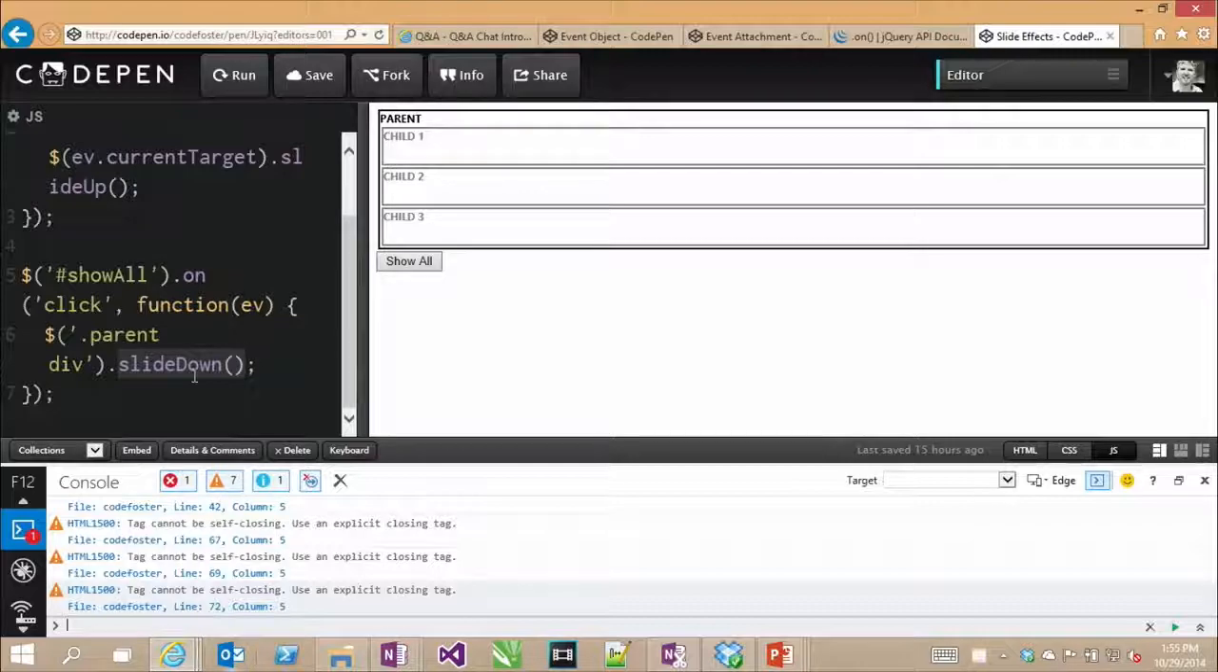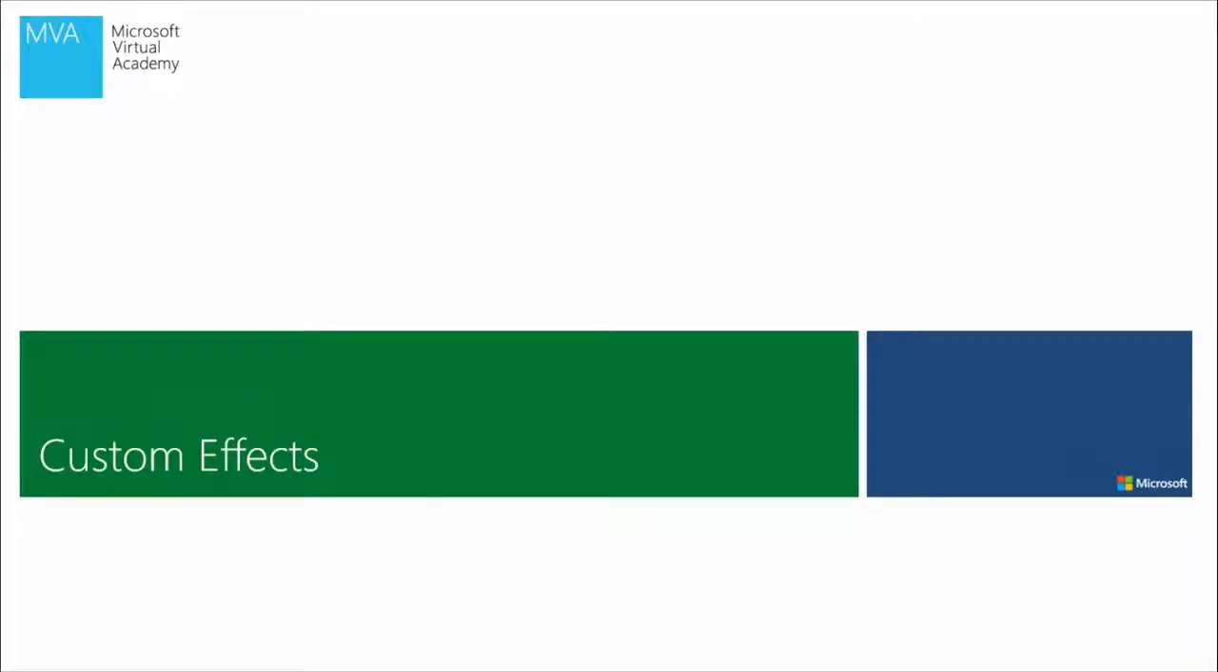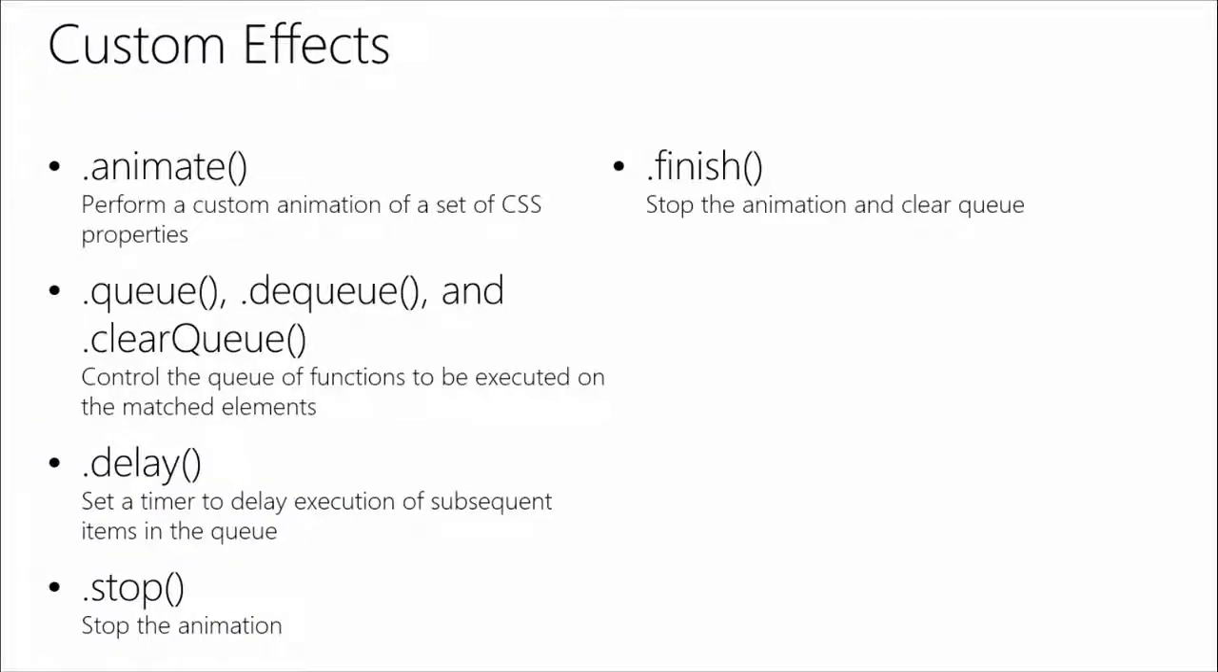Okay, so that's it. You got the basic hide and show, fade, and slide, and now we're going to break into the custom animations, and this is where you have a chance to really do kind of anything you want. Crazy stuff. Insane stuff. So we'll call this custom effects. And the magic method here is animate. That's the one that we're really concerned with.